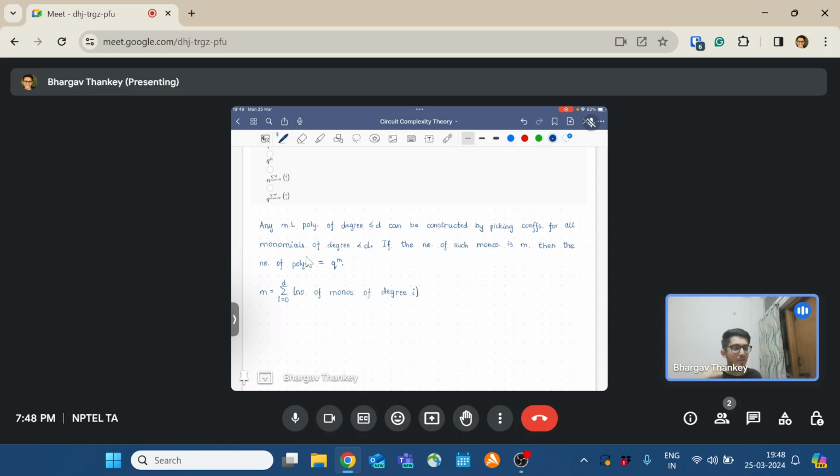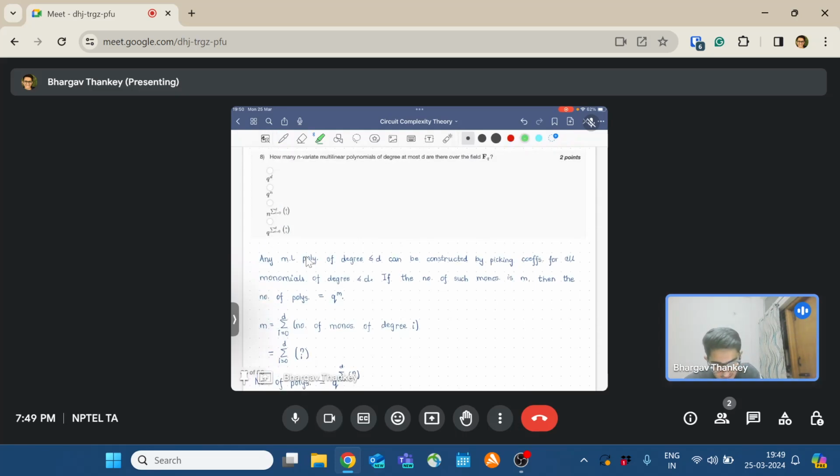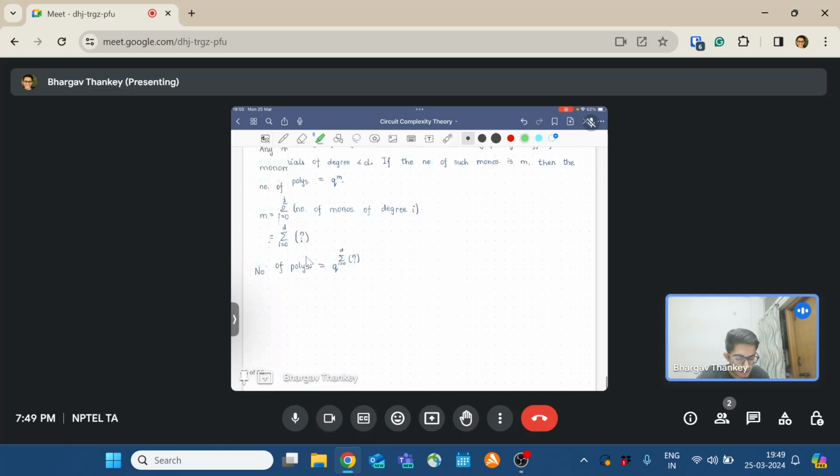In a multilinear polynomial, any monomial of degree i is just a product of i many different variables, right? So all you need to do to pick this monomial is to pick a subset of size exactly i of n. So this is n choose i, and so the number of polynomials is q to the sum over i from 0 to d of n choose i. So is this fine?